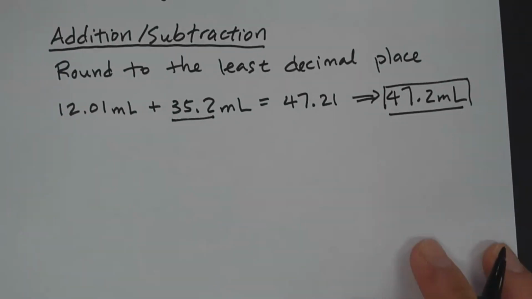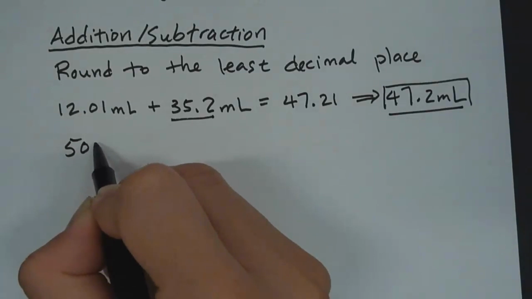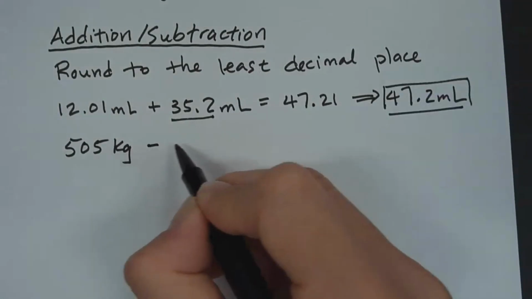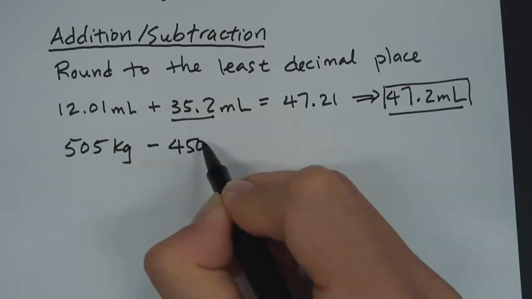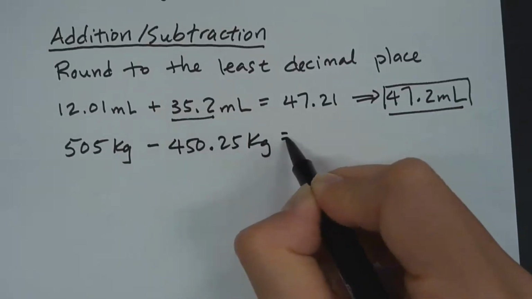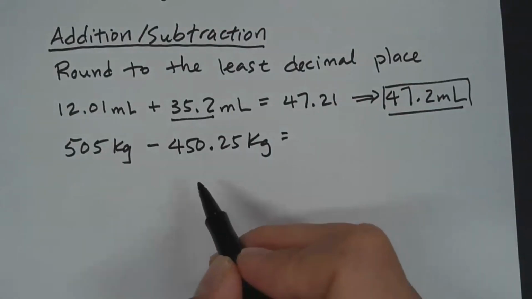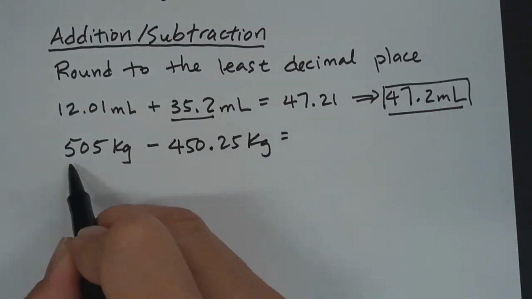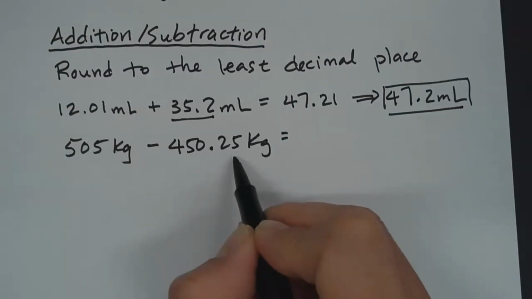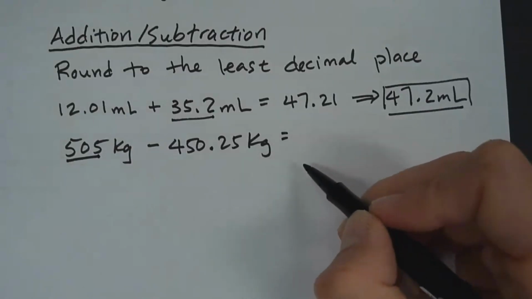Okay. Now let's take a look at a subtraction problem. So let's say I have 505 kilograms minus 450.25 kilograms. Okay, so we have these two numbers. We're going to look at the number with the least decimal place, and that would be this one. This is only to the ones place. This one is to the hundredths place. So this number will determine what we round to.